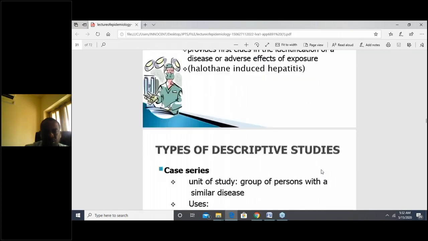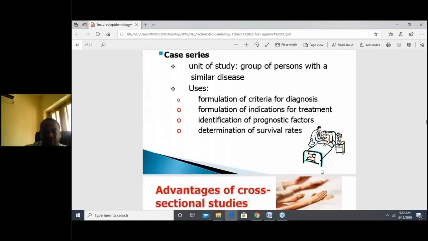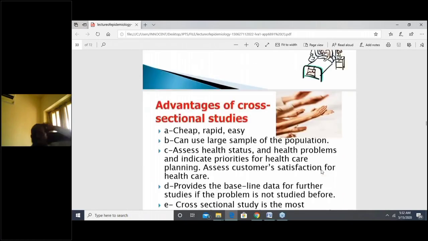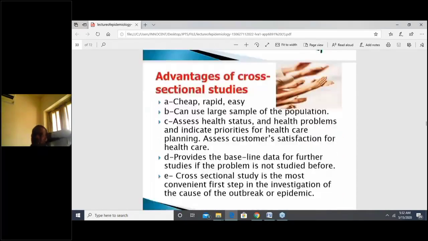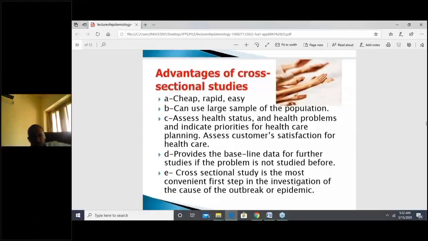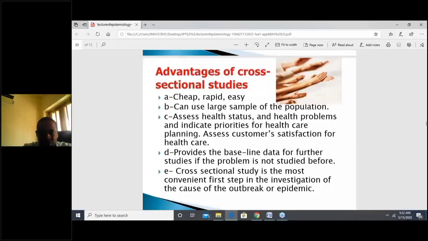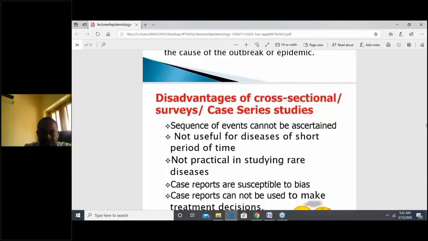So let's move further. What is the advantages of cross-sectional study? Okay, one is cheap. Is it cheap and rapid? So let's do just our question series. Question series. So let's just move further.